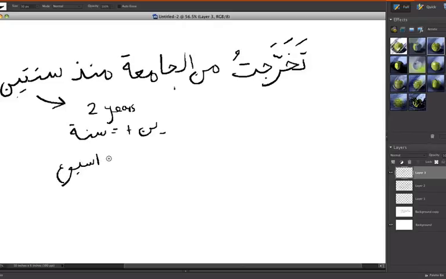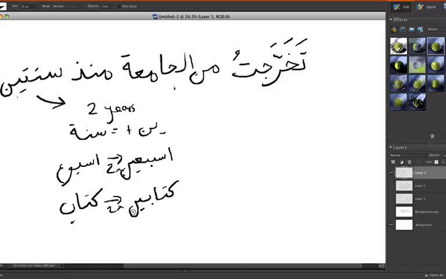means 1 week. If you want to double that, you add ya and nun, and it will be usbu'ain. Hopefully you can read that. Usbu'ain, and kitab means 1 book. If you want to double that, it becomes kitabain. Pretty simple, right? Anyway, 2 years.